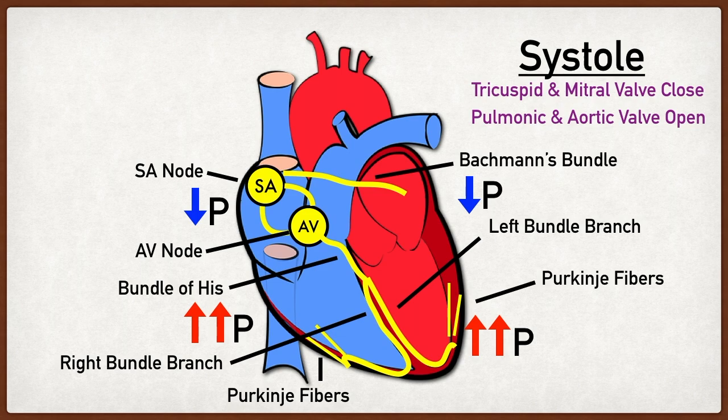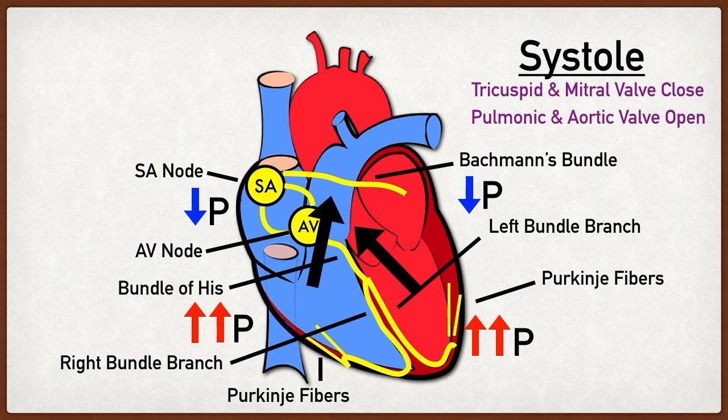As the ventricular pressure continues to increase, eventually the right ventricular pressure will be greater than the pulmonary arteries and the pulmonic valve will open. Similarly, the left ventricular pressure will eventually be greater than the aorta and the aortic valve will open. As soon as the pulmonic valve and aortic valve open, this is going to allow blood to flow out of the right ventricle through the pulmonary artery and allow blood to flow out of the left ventricle through the aorta.